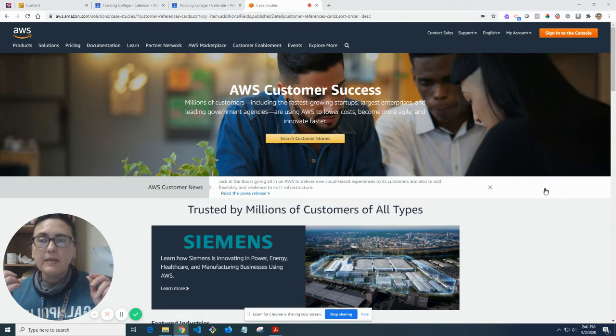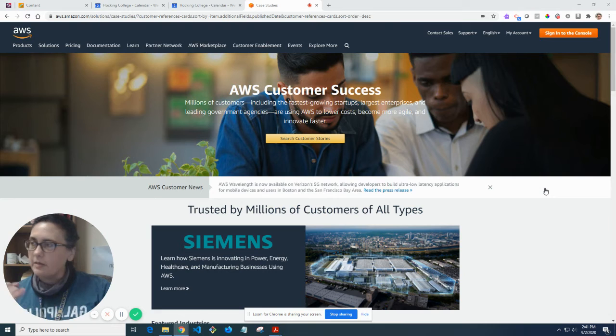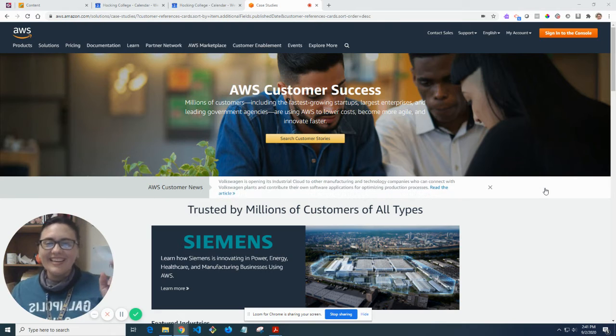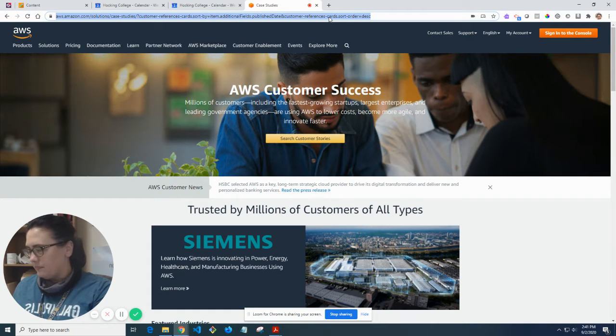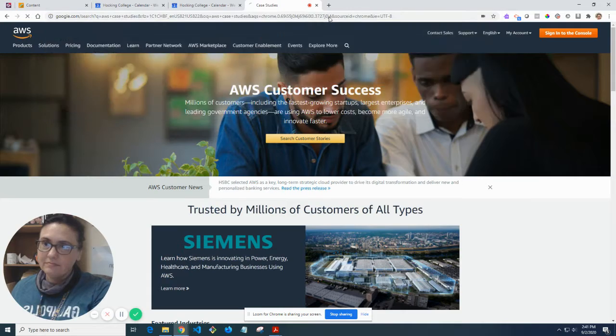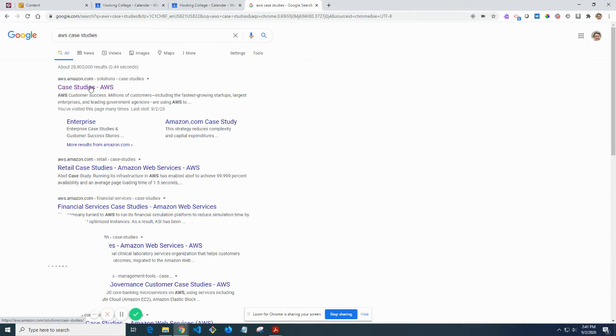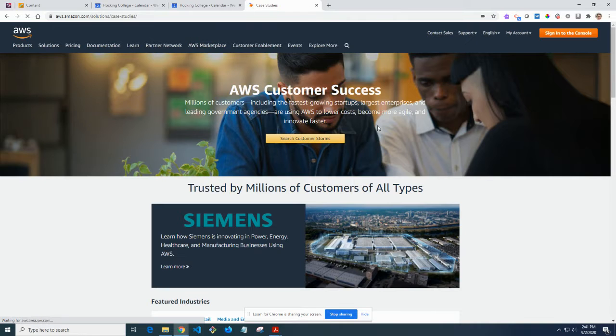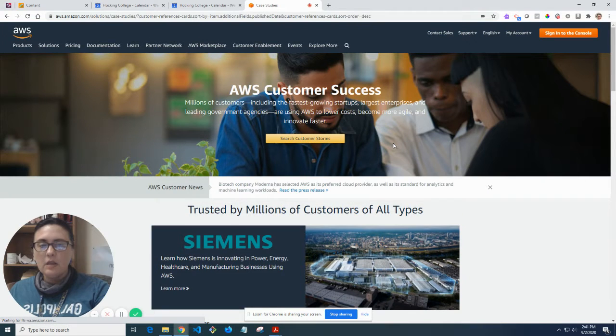So AWS has a great resource here. It's available for free. You don't need an AWS Educate account, you don't need an AWS account, you just need a browser and internet access. And you can go to find these case studies. So the way I do it is I Google AWS case studies, and I go to the first one here. And you can see where it takes me.